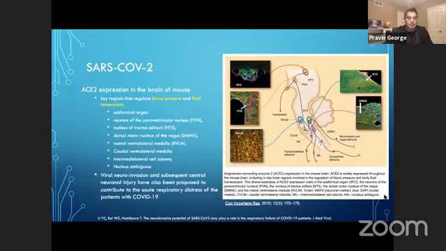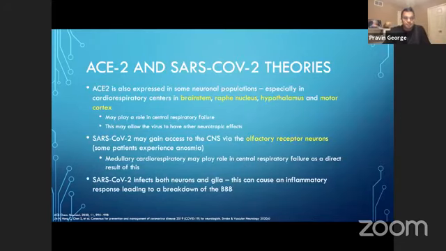Also, these ACE2 receptors are in some populations, especially in the cardiorespiratory centers like the brainstem, the raphe nucleus, the hypothalamus, and motor cortex. This actually can play a role in central respiratory failure, maybe also a reason why some of the people are having more trouble getting off ventilators and breathing on their own and taking adequate ventilation. This also may allow the virus to have other neurotropic effects, and this was the feeling there.